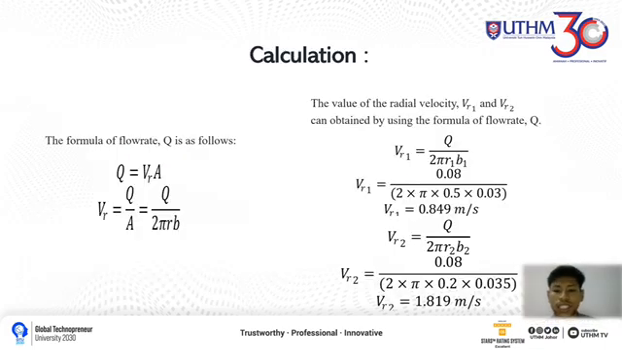Next, for the part of calculation, the formula of the flow rate is Q equal to VR times A. A is area. Area for both the inlet and outlet design is 2 pi R B. The value of the radial velocity VR1 and VR2 can be obtained by using the formula of flow rate Q. As we see, VR1 equal to 0.849 meter per second. Then VR2 equal to 1.819 meter per second.